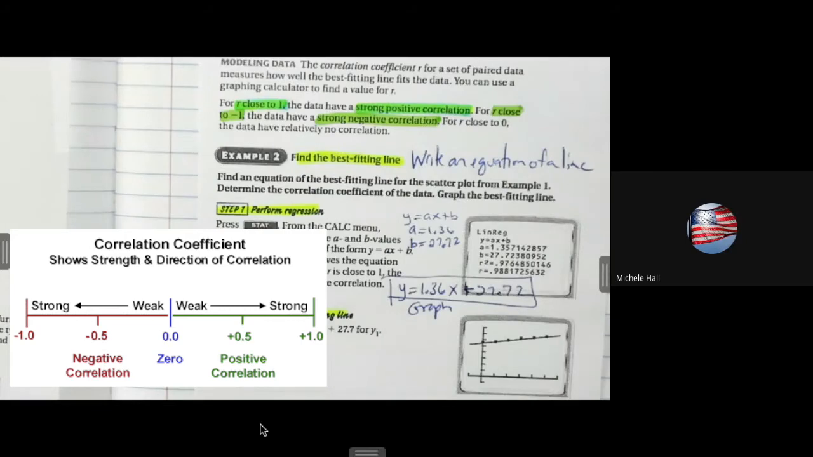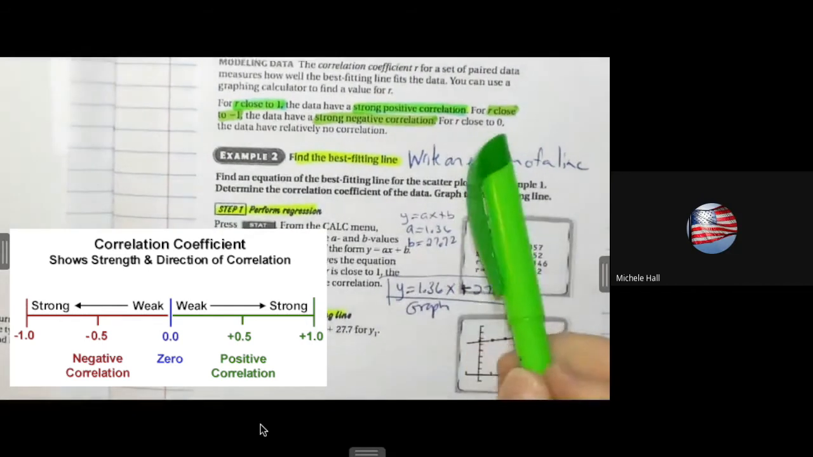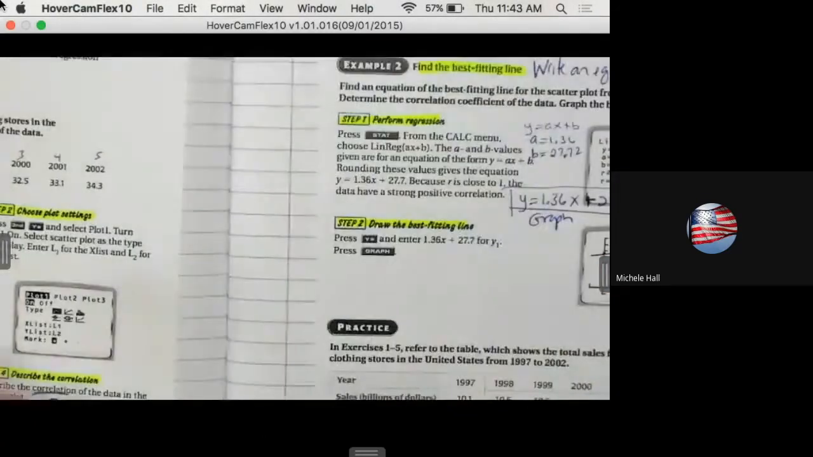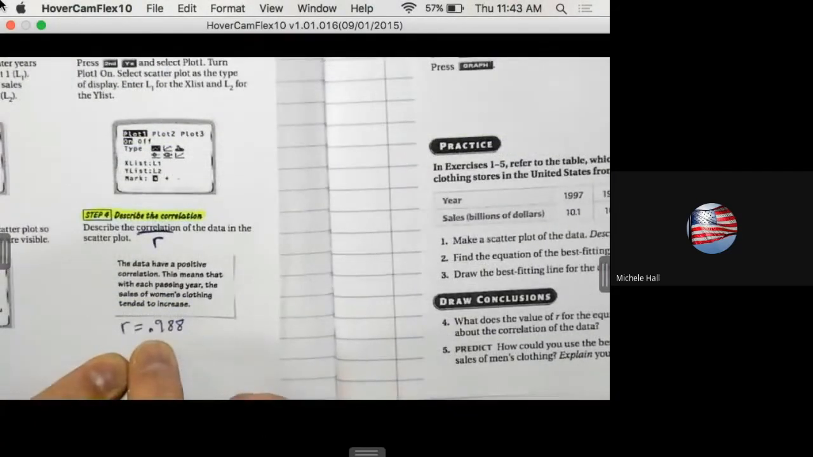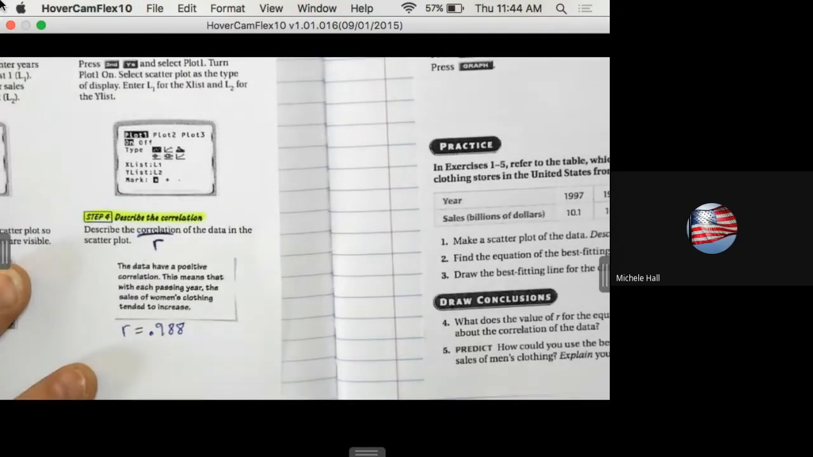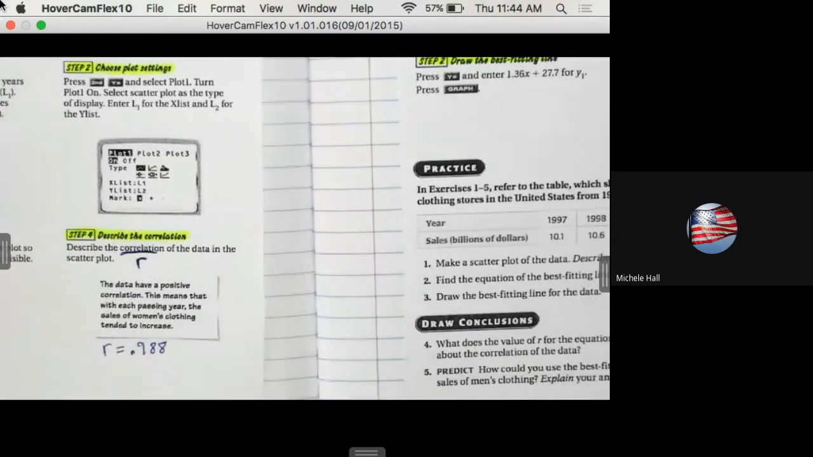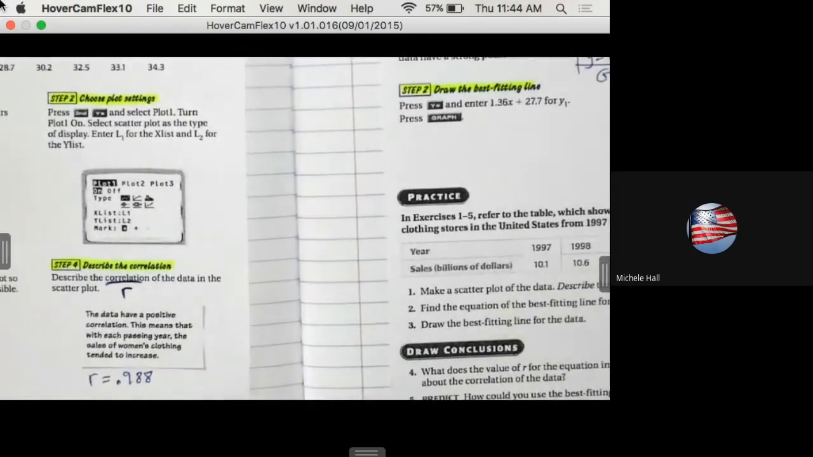So when it's approaching 0, that means the data is moving away, and it's not a very good fit. You shouldn't be making any predictions on something that's not closely relating the data. So for R close to 0, the data has relatively no correlation. And if we actually look at our R, we had 0.988. That's almost 1, right? The 8's going to round the 9 up to a 1, so it's very close to 1. That's how correlation works. If it's at 0, you can't make any predictions about it. It's no good. That's linear regressions in a nutshell.